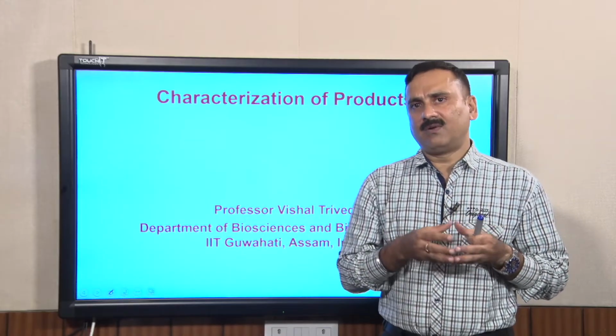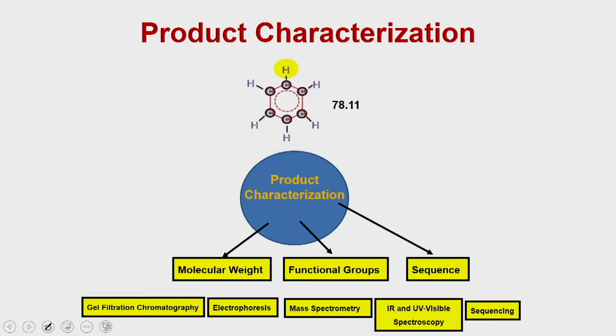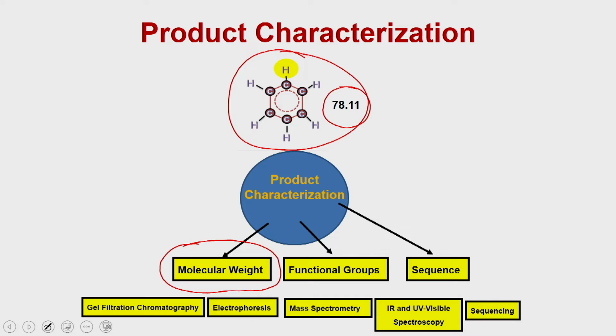Let us recap what we have discussed so far. We started our discussion about the characterization of a simple molecule like benzene. There are three aspects we have taken up so far in terms of product characterization. We said that we are going to characterize the product in terms of the molecular weight, and the molecular weight characterization can be done with the help of gel filtration chromatography or electrophoresis.